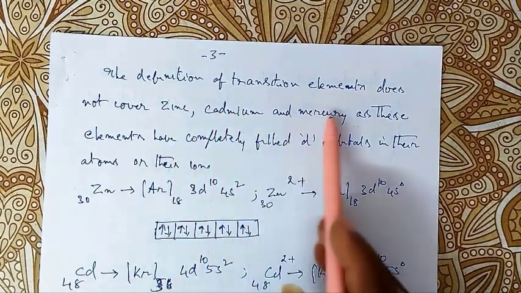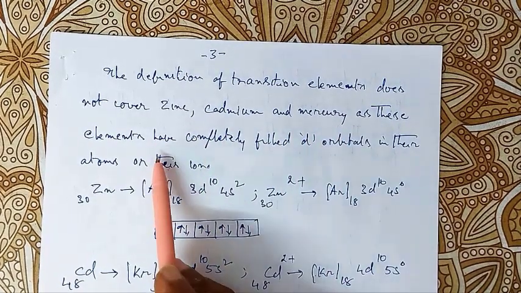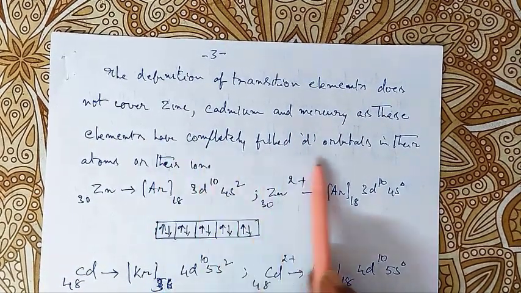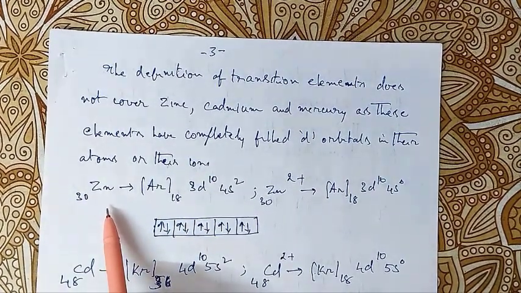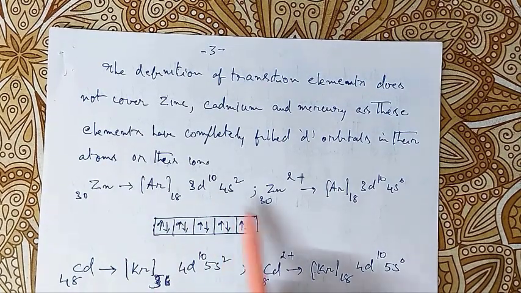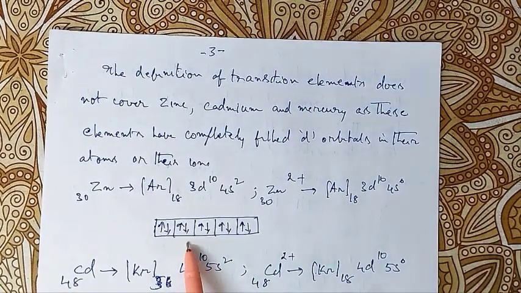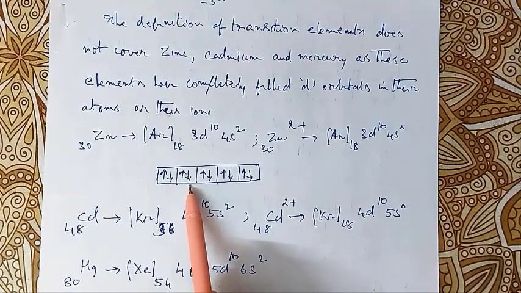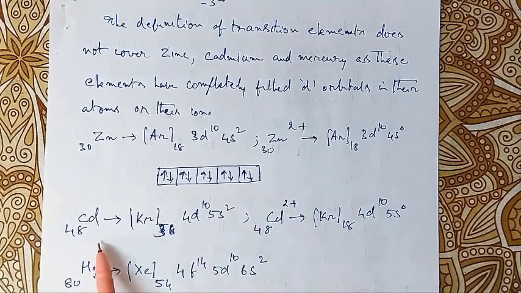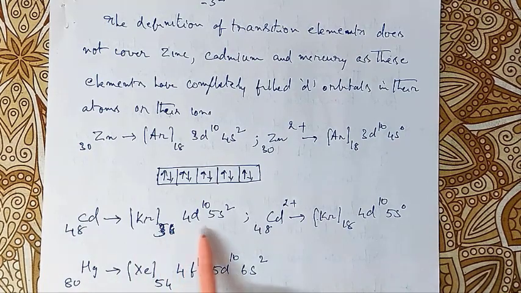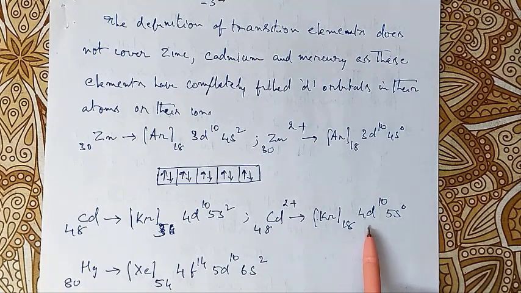Now, the definition of transition elements does not cover zinc, cadmium, mercury, as these elements have completely filled d orbitals in their atoms or ions. For example, zinc electronic configuration is 3d10 4s2, whereas the zinc 2+ ion configuration is 3d10. So 3d10 means all the 5 d orbitals are filled with electrons. Cadmium, atomic number 48, has configuration 4d10 5s2, whereas the cadmium dipositive ion configuration is 4d10 5s0.